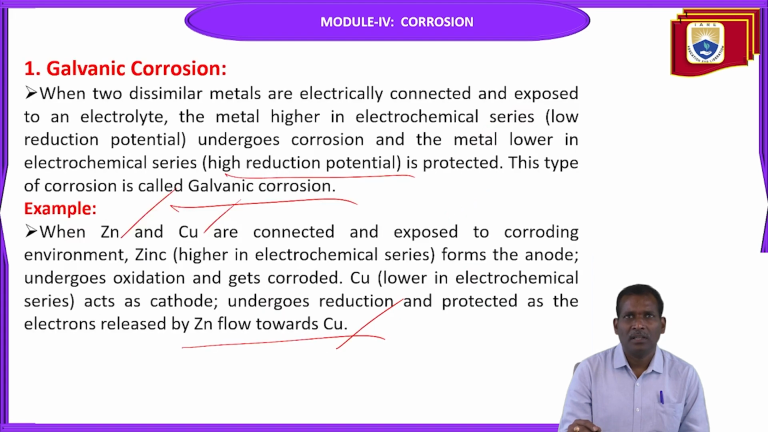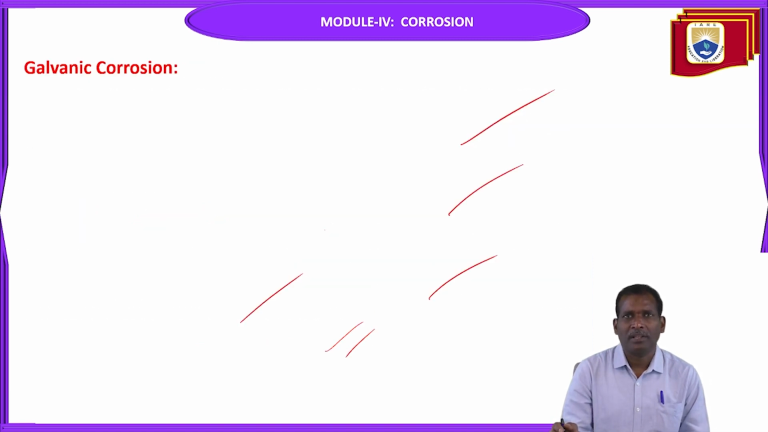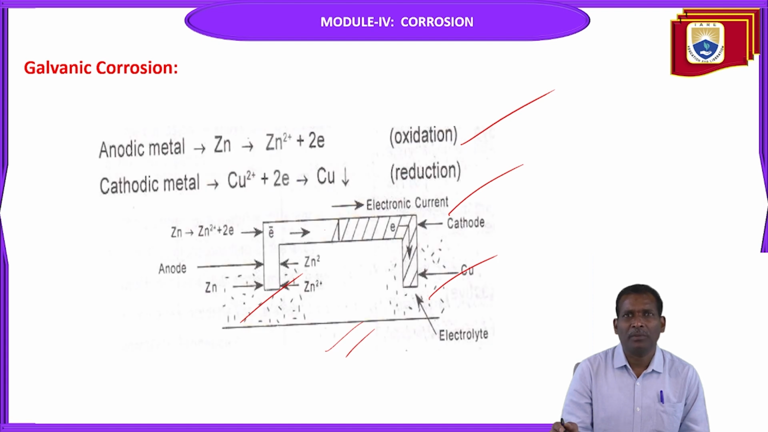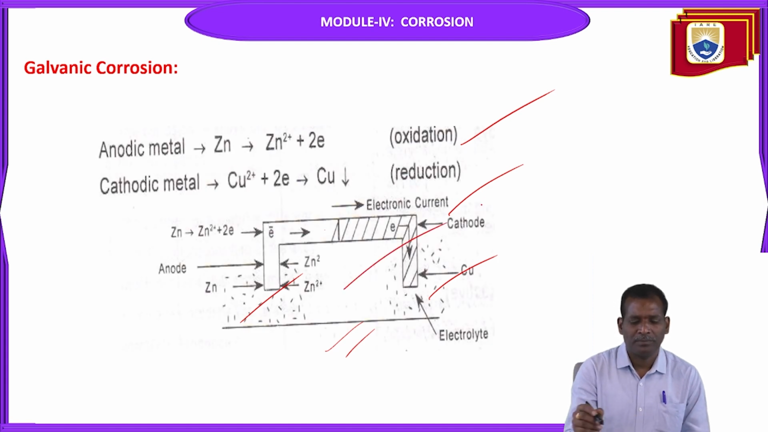At the cathode, the material undergoes reduction and is protected, as the electrons are released from zinc towards copper.